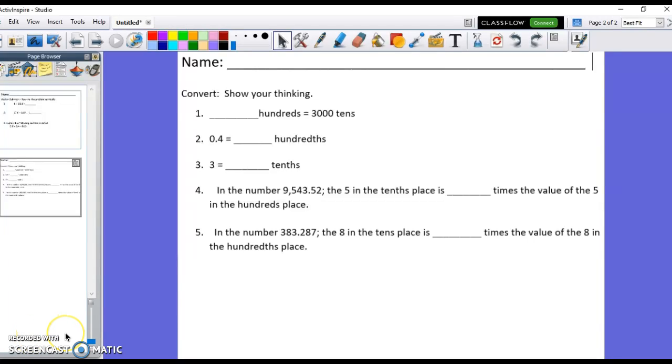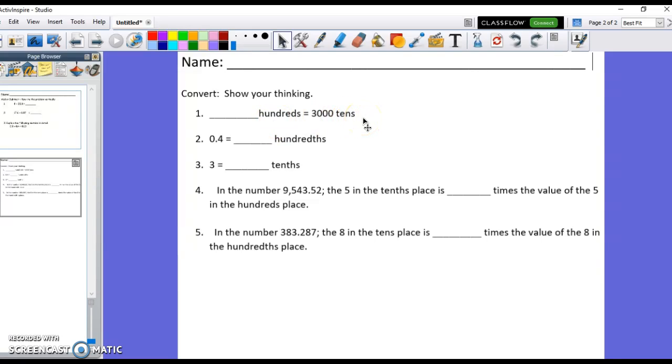This is the Math Priority Standard test for place value. The first three questions are converting place value from one to another. In numbers 4 and 5, you are comparing how many places or the value of the digit and where it's located on the place value chart. So let's do number 1 together.